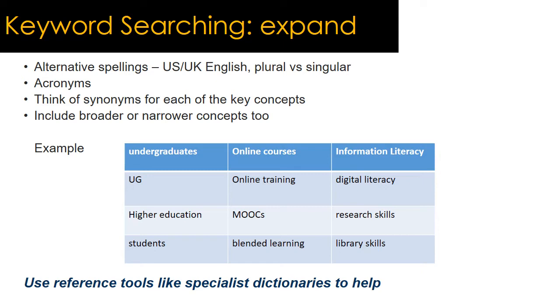So for our example, we can think of different terms for each of the key concepts quite easily. So for undergraduates, we might think of the shortened version UG, or broader terms like students or higher education. For online courses, we might consider also online training, MOOCs, or blended learning. And for information literacy, we might also want to search for digital literacy or library or research skills. If the concept is more technical or difficult, you might also use reference works such as specialist dictionaries or encyclopedia. The important thing here is to keep a list of the keywords as you come up with them.